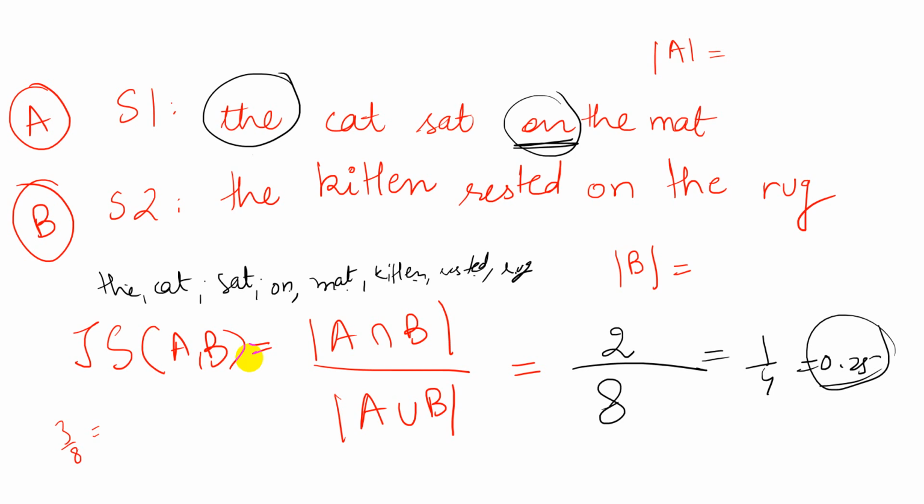Then the denominator should be taken as one. We have taken the unique word one time, no? So the is repeating once again. But in the programming, they have taken two times for the unique word. So you see here, the denominator will also change. Why? Because in the cat sat on the mat, the is appearing two times, and in the kitten rested on the rug as well. Then it will be 1 by 3 and then 0.33.